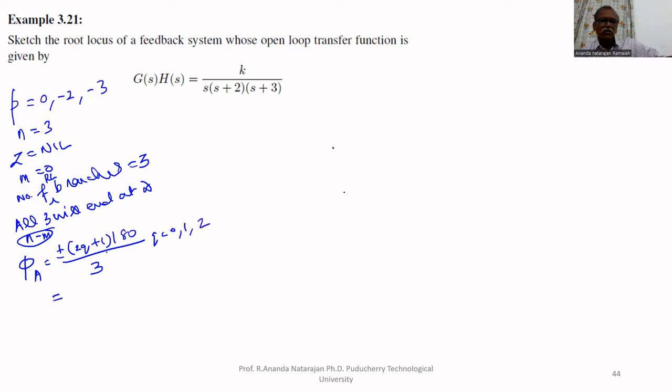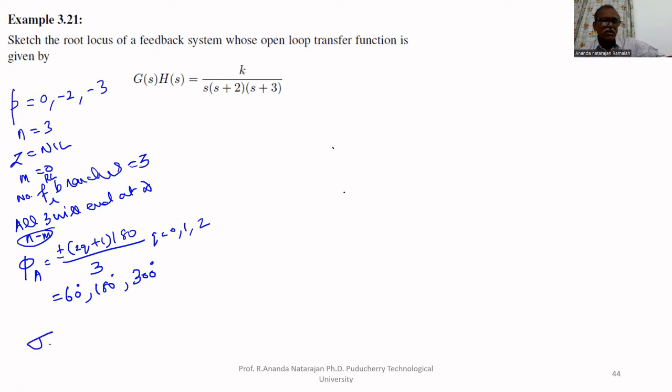If you substitute 0, you will get 180 divided by 3 equal to 60 degree. Then 180 degree and 300 degree. So when q equal to 2, you will get 300 degree. This is the angle of asymptote at which the root locus branches go to infinity.